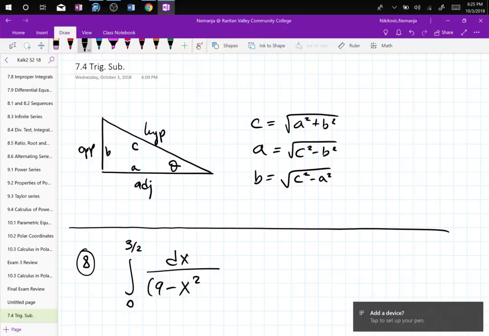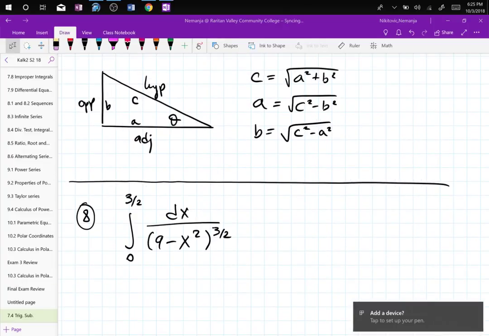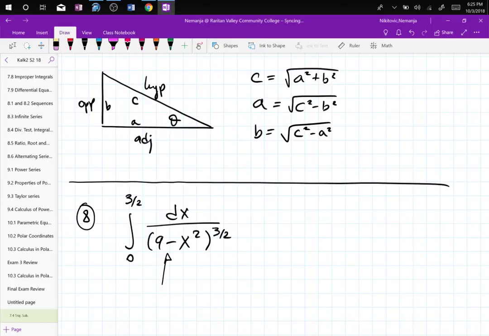So it's dx over (9 minus x squared) to the 3 halves, which is okay because we know that a half is a square root. Now, what do I have? I have a minus sign. Since I have a negative there, that immediately means that the square root of 9, which equals 3, is the hypotenuse.